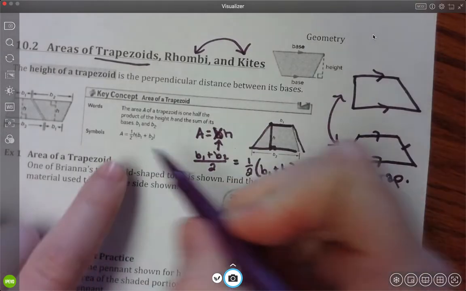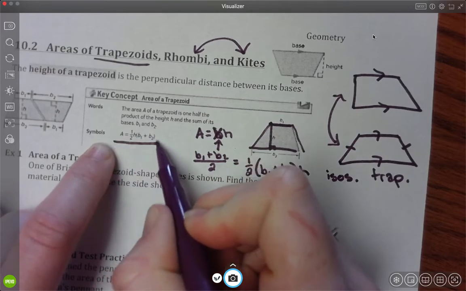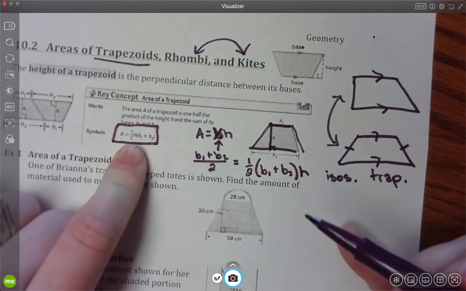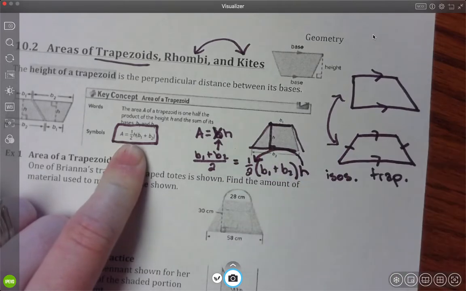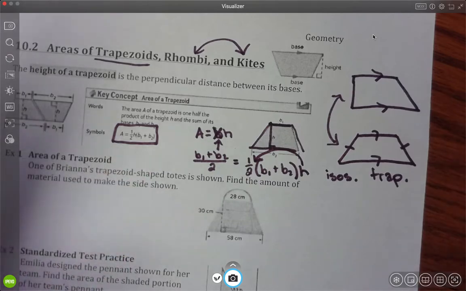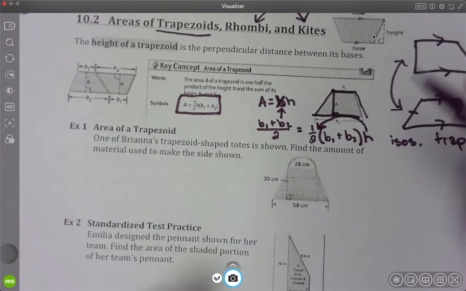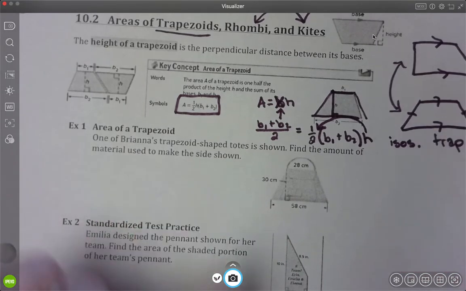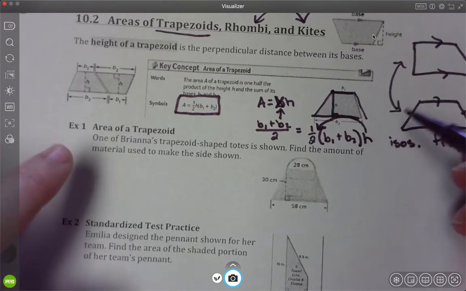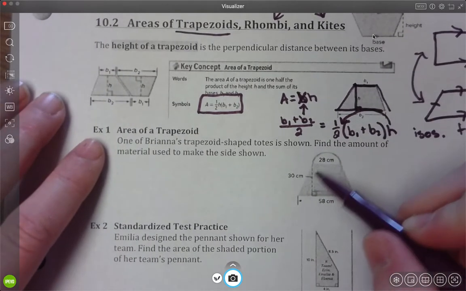And so they write it over here like this. They put the height first instead of base 1 plus base 2, but that doesn't really matter. They've just taken this height and lumped it over here. So that's just how the trapezoid formula works out. They're going to have us do the area of this one. One of Brianna's trapezoid-shaped totes is shown below. Find the amount of material you'll use to make the side shown. So they just want the area of this front side.